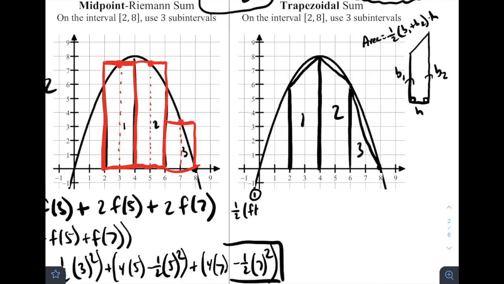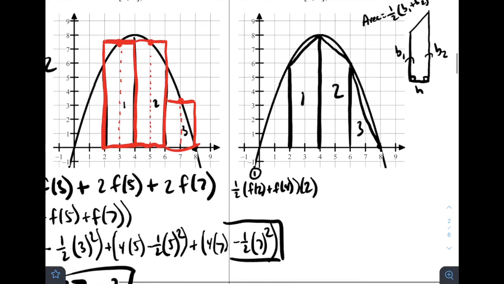So f of 2. The second base is going to be the height of this line, right? So one base is here, one base is here. So it's the height of the function at 4. And then the distance between those is what we call the height in this formula. So that's going from 2 to 4. That's going to be 2. So times 2. That's our first trapezoid.